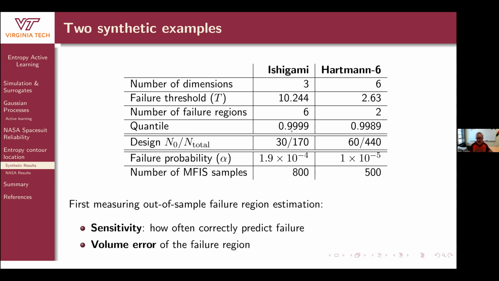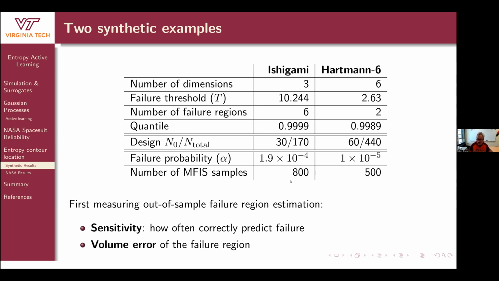So these are very small regions of the input space. And I've designed an experiment where in one case, I started with 30 points and grew my experiment to 170. And in the other case, in higher dimension, you need more points to find out what's going on. So I start with 60 and grow to 440. And these are the resulting failure probabilities that I've estimated from that.